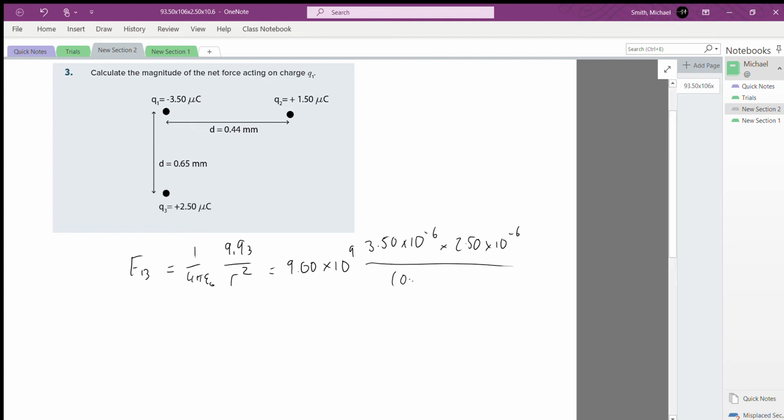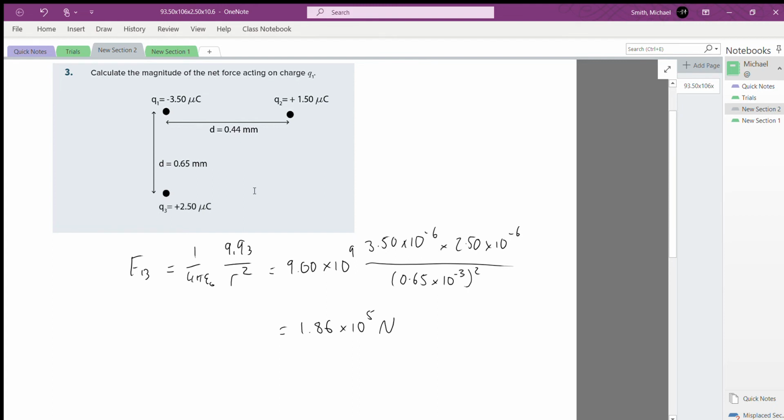So there's another conversion to do here. So 0.65 milli is 10 to the minus 3. And if we substitute that into our calculator, we should get 1.86 times 10 to the power of 5 newtons.